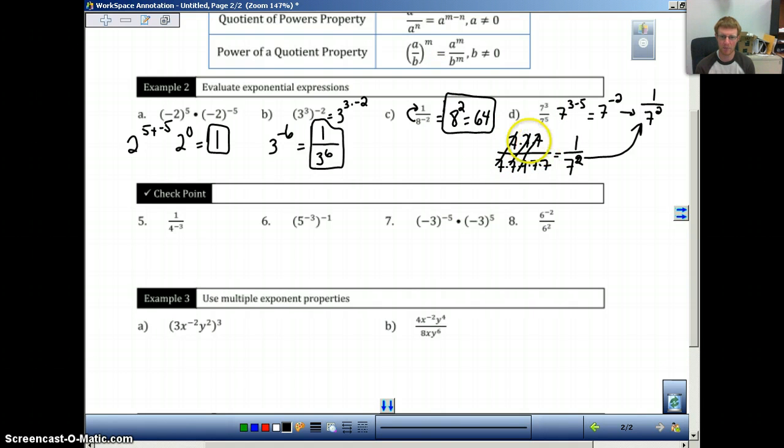The 3 on the top will cancel out with 3 on the bottom. We're left over with 2 7s on the bottom. That's why it's 1 over 7 squared, which actually equals 1 over 49. But either one of these, for this purpose, is okay.